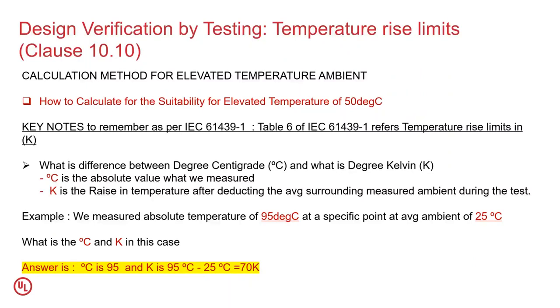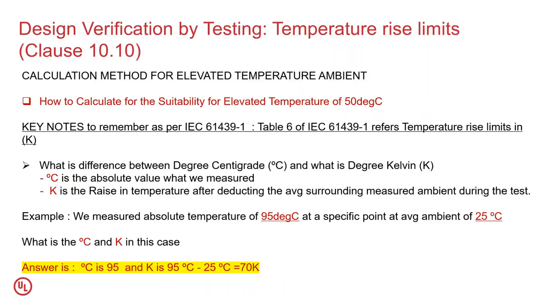Degree centigrade is the absolute value you measured at the thermocouple junction, which you fixed on the switchboard. If you want to get the Kelvin value, you have to deduct the ambient temperature, or average ambient temperature, from the degree centigrade value. Don't get confused, it is very important to understand. Degree centigrade is the absolute value you measured. Kelvin temperature is the delta T, that is, the value after deducting the average ambient temperature.